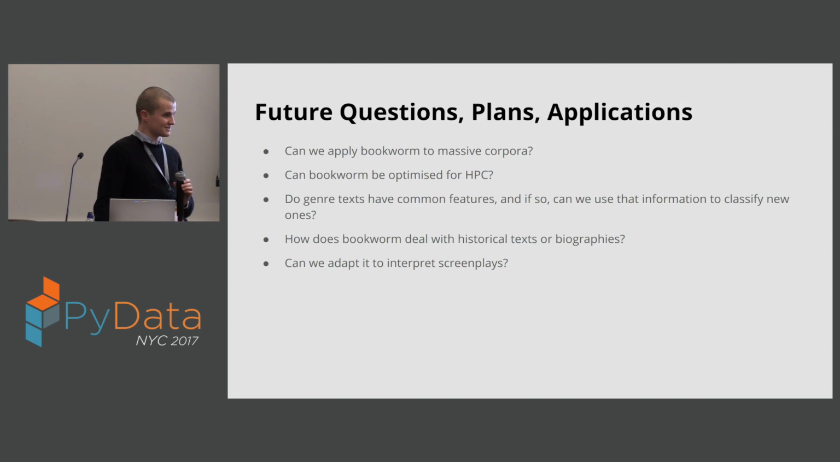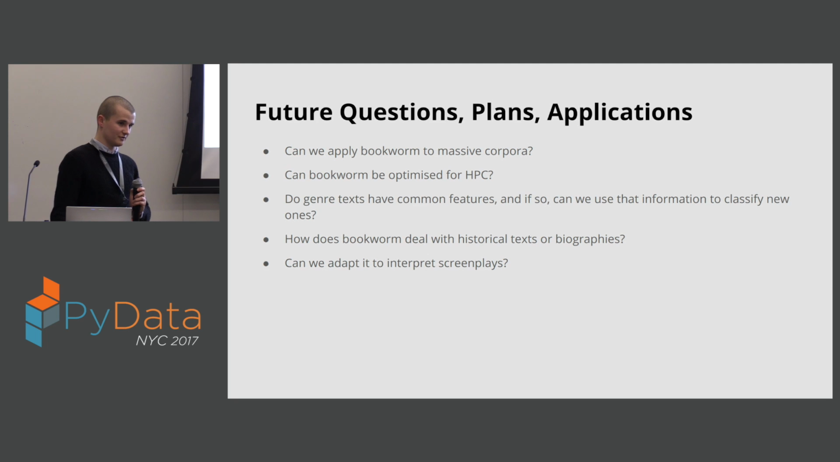That's basically it for what I've done so far, but there's a lot that can happen in the future. I reckon this is probably optimizable for HPC or high-performance computing. The finding connections is trivially parallelizable, I think. So if anyone wants to help with that, hit me up. And if that could be done, then we could apply this to massive amounts of stuff. Again, clustering genres or types of novel, I think would be really interesting.